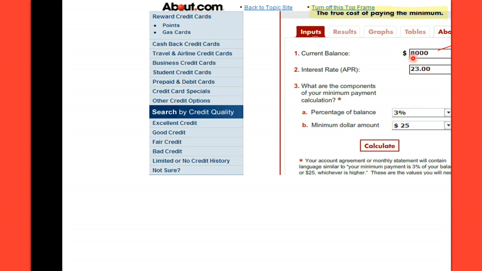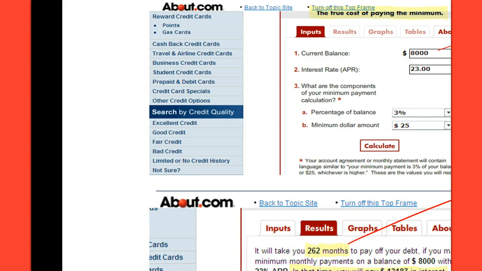Cool. How about 22? 22 years. I'm 43 years old by the time I finish paying off my college credit card from when I graduated at 21, right?